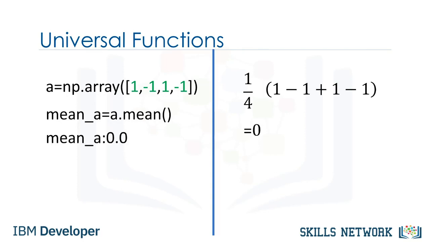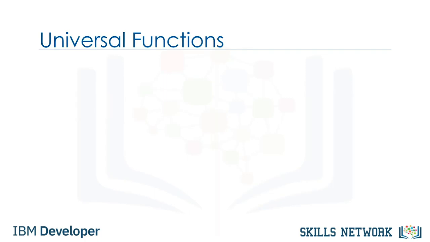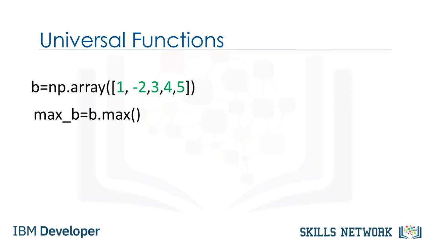In this case, the result is 0. There are many other functions. For example, consider the NumPy array B. We can find the maximum value using the method max. We see the largest value is 5. Therefore, the method max returns a 5.